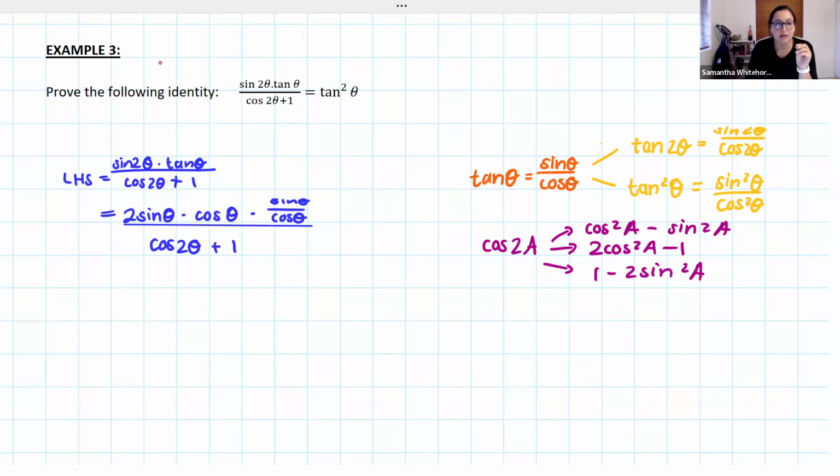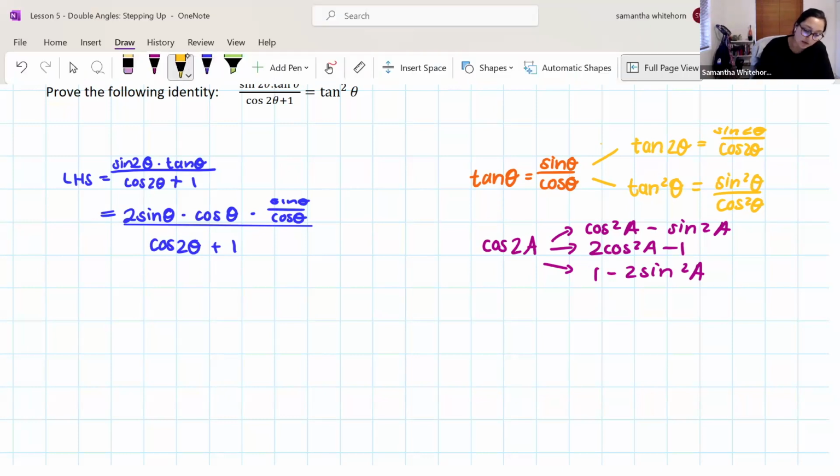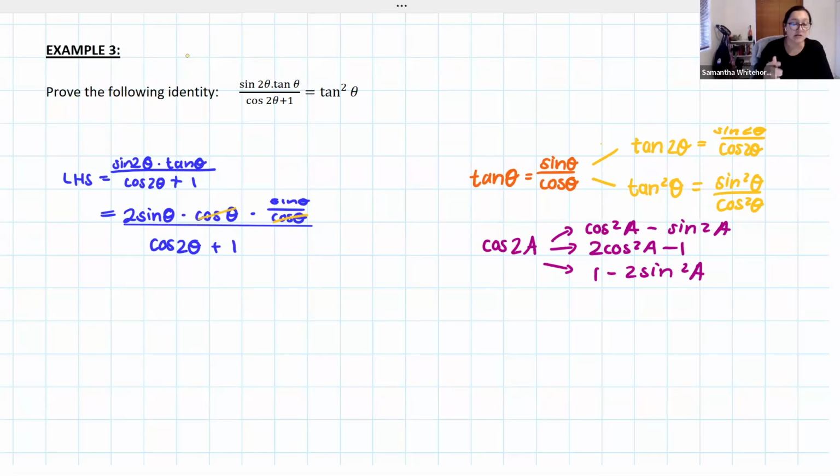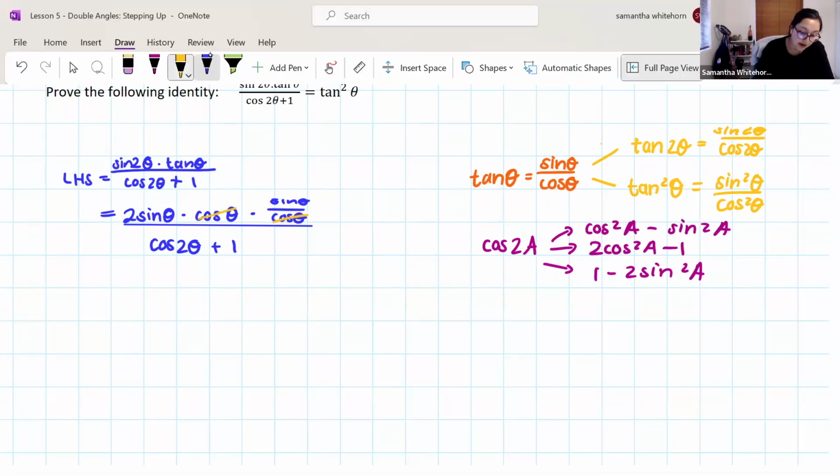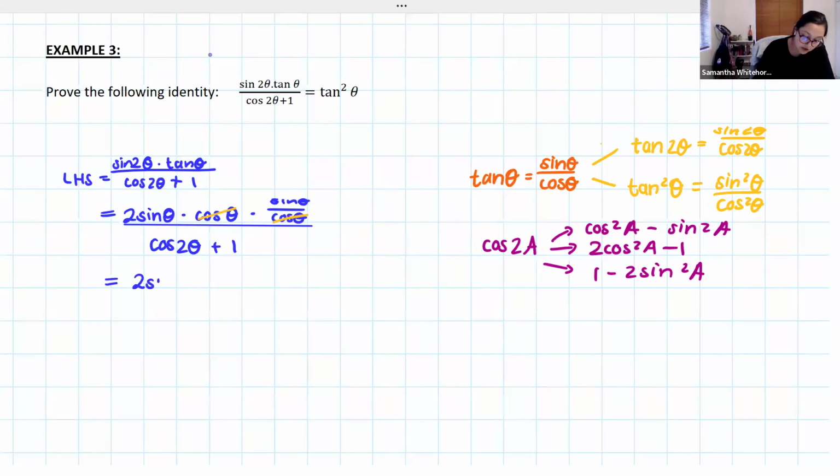And before I make that decision, I want to simplify what I've just done in my numerator so that I can figure out which is going to be most beneficial for me. So when I simplify this numerator, remember what you've got is the 2 sine theta cos theta times sine over cos. So you now have a cos in your numerator and a cos in the denominator, which divide away. And so what you have in your numerator is 2 sine squared theta, because sine times sine is sine squared, all over cos 2 theta plus 1.